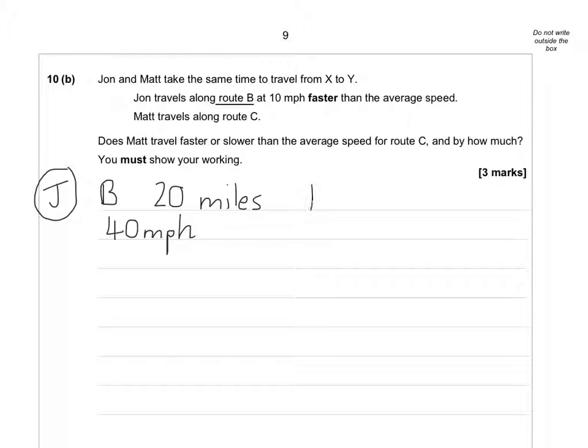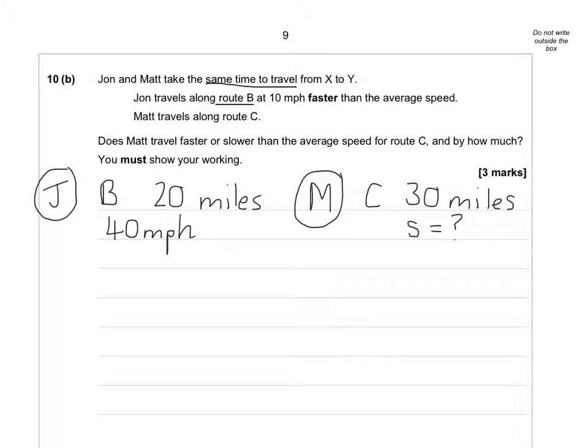Matt travels along route C. We don't know how fast he does that, but we do know that route C is 30 miles. We don't know his speed, so I don't know speed. But I do know that they take the same time to travel. So let's figure out how long it takes John to travel, and then we'll know how long it takes Matt to travel.